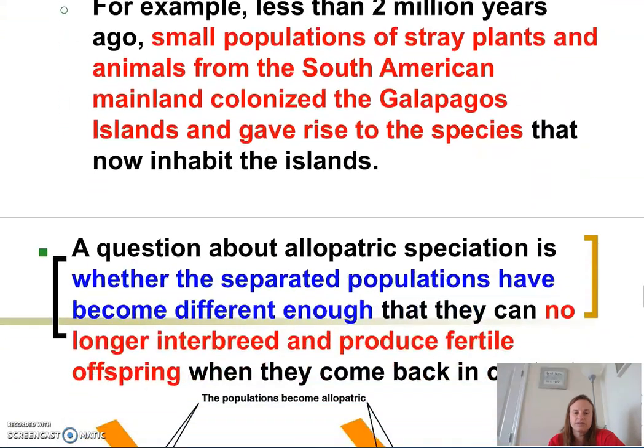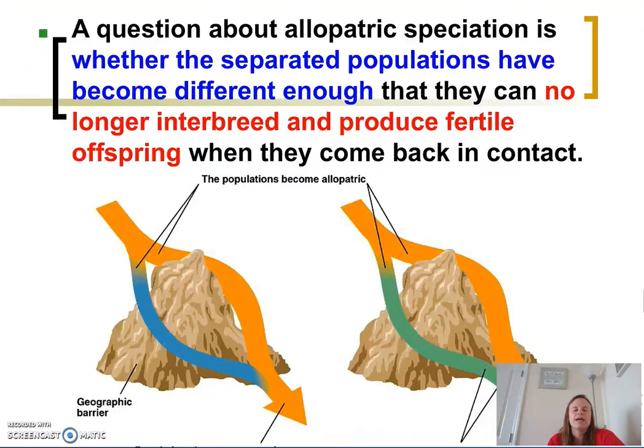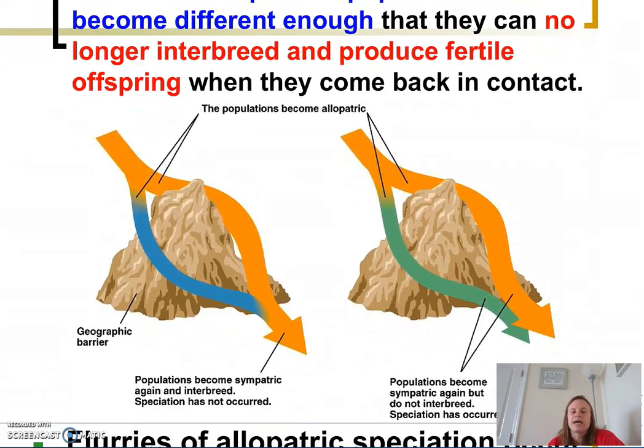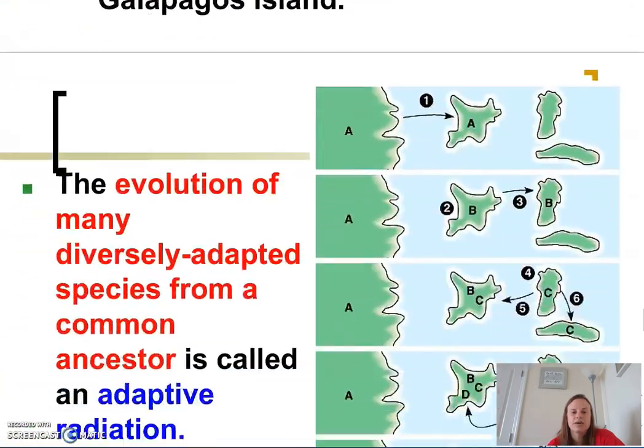So Darwin's Galapagos Islands were an excellent example of a small isolated population where he was able to see allopatric speciation in action. Now, how do we definitely know that allopatric speciation has occurred? Well, it is determined by whether or not the separated populations can come back together, interbreed, and produce fertile offspring. If they cannot, then allopatric speciation has occurred.